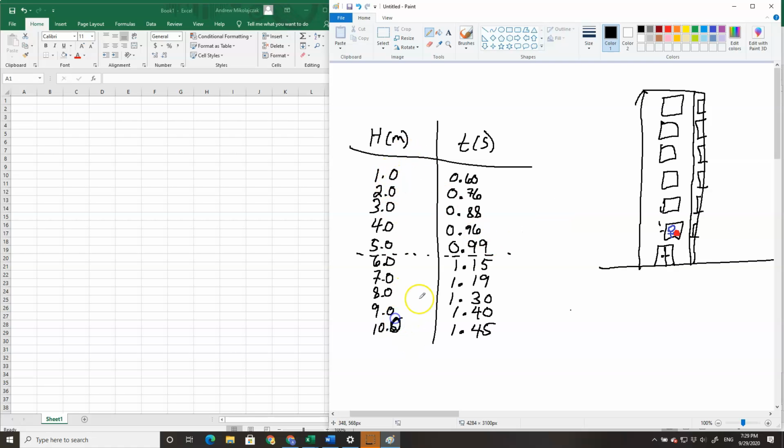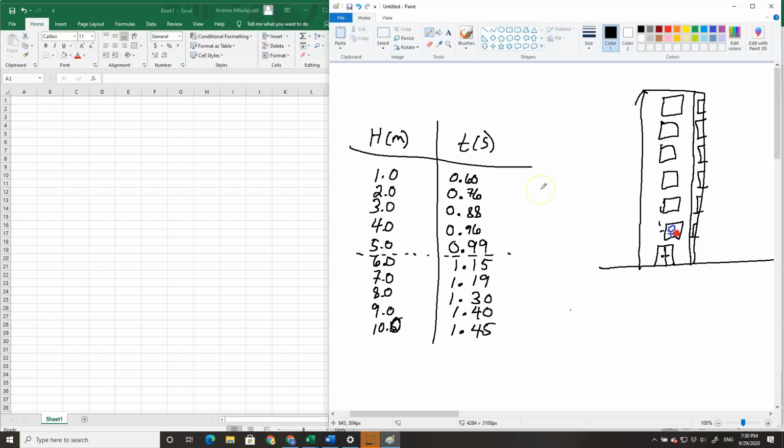Sorry about that. This should be 10.5. So 1, 2, 3, 4, 5, 6, 7, 8, 9, 10 meters are his drops, and these are the times that he records with a stopwatch. If you actually do the calculations, you'll find out it doesn't quite fit the theory, but that's because these are supposed to be experimental. So I purposefully made them wrong, which is perfectly fine.